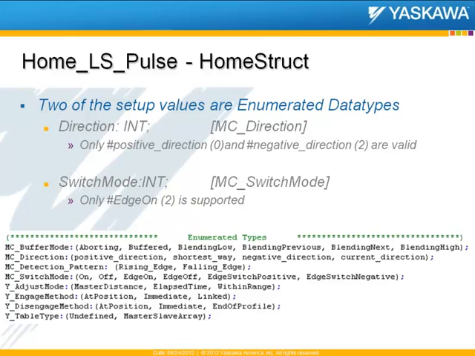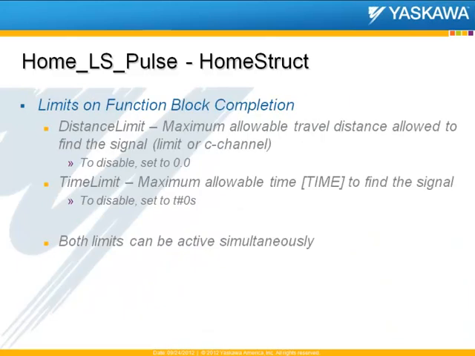And you also notice that there are some limits for the approach and the creep. You have a distance limit, which is the maximum allowable distance it can travel before it aborts out of the function, or a time limit. And they can be active simultaneously. Either one of them can be deactivated by setting their value to 0.